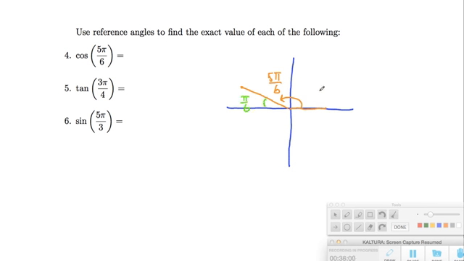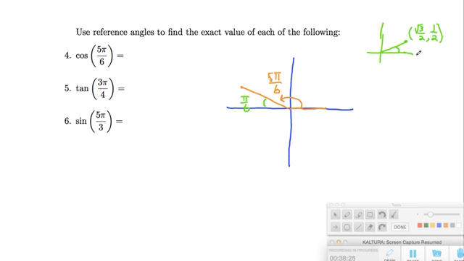Now remember that if you're at pi over 6, and I'll draw this off to the side, although it's best if you look at your own unit circle on your paper. If you're at pi over 6, remember that the point here was square root of 3 over 2, comma, 1/2.